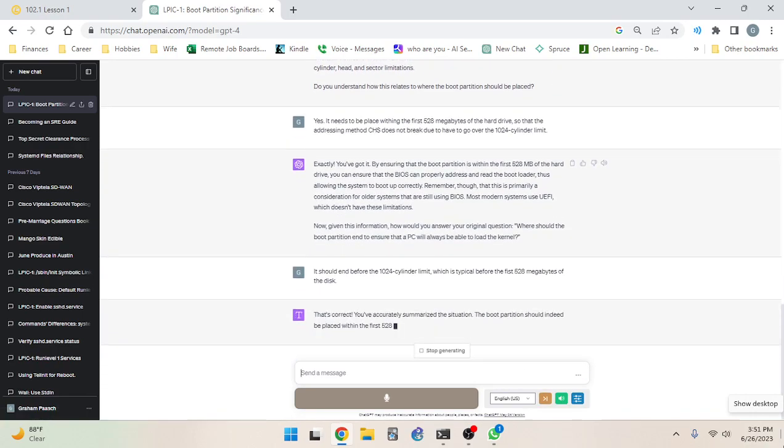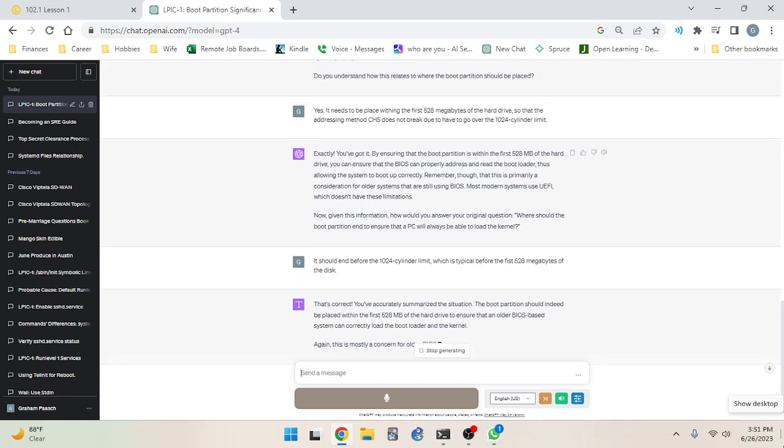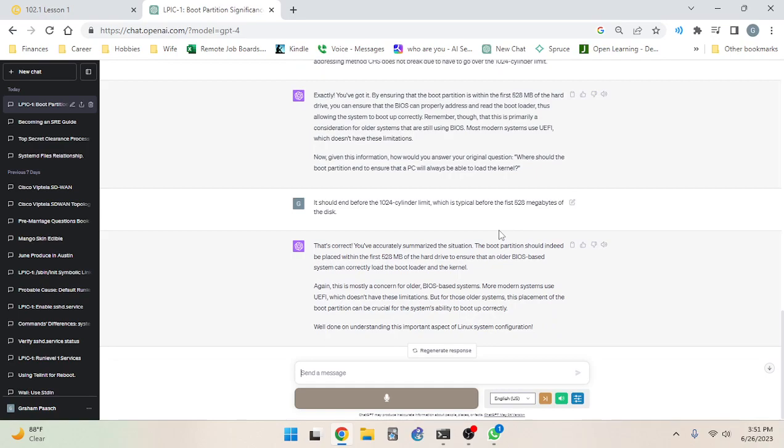That's correct. You've accurately summarized the situation. The boot partition should indeed be placed within the first 528 megabytes of the hard drive to ensure that an older BIOS-based system can correctly load the bootloader and the kernel. Again, this is mostly a concern for older BIOS-based systems. More modern systems use UEFI, which doesn't have these limitations. But for those older systems, this placement of the boot partition can be crucial for the system's ability to boot up correctly. Well done on understanding this important aspect of Linux system configuration.